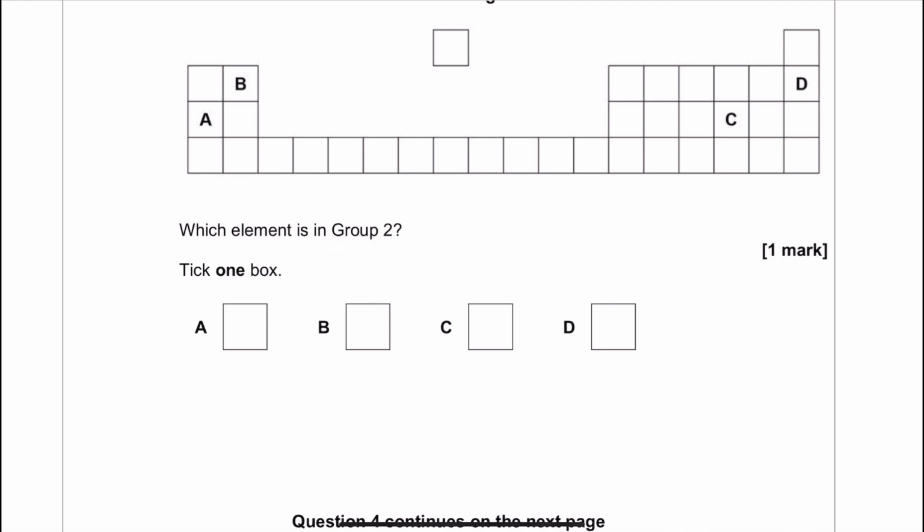If the students open the periodic table, they can see that this element is in group number 1. This element is in group number 2. This element is in group number 0 or group number 8. This is group number 7. And this is group number 6. So the element which is present in group number 2, using the periodic table, is element B.